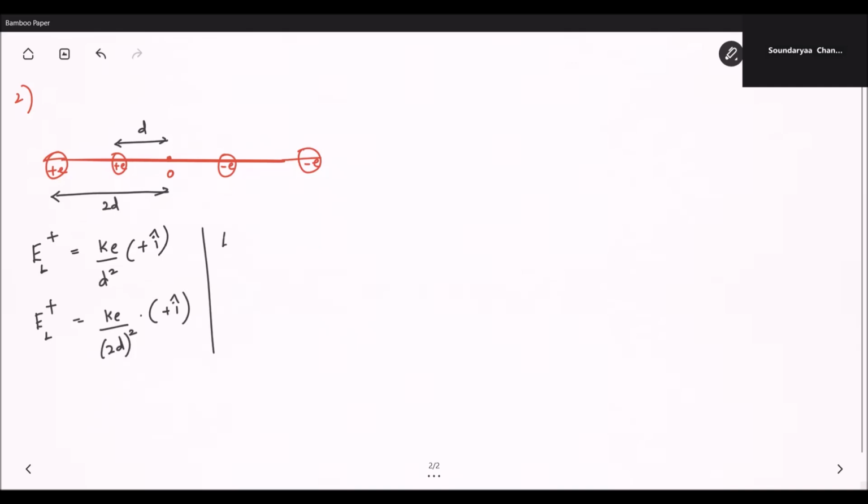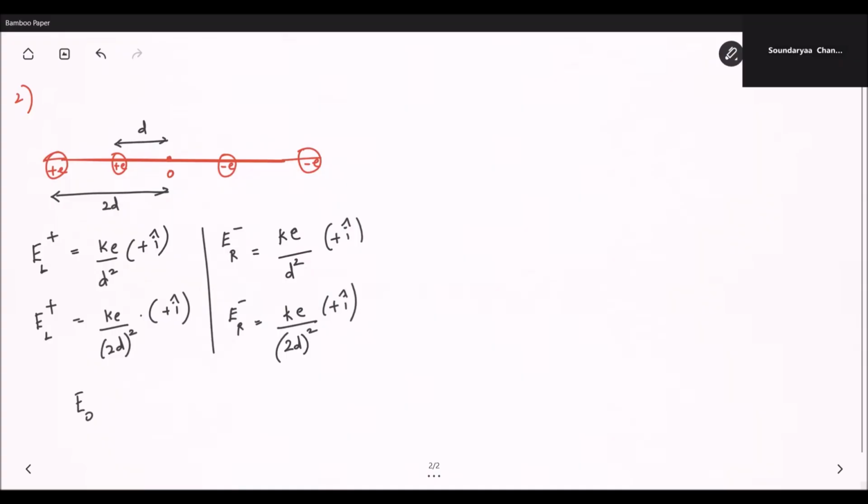In the similar way, two negative charges are there on the right side. One of the negative charges has a distance d, another negative charge has the distance 2d. Then you know the formula is kq by r square. In the similar way, ke by d square and then ke by 2d the whole square. What is the direction of electric field at center O due to negative charge? It is radially inward. So it will be in the direction plus i cap.